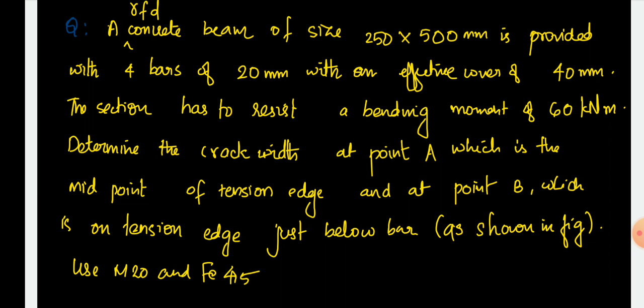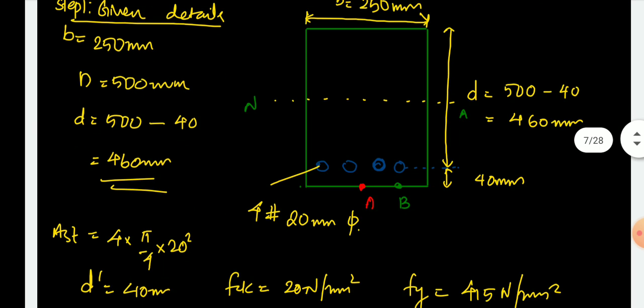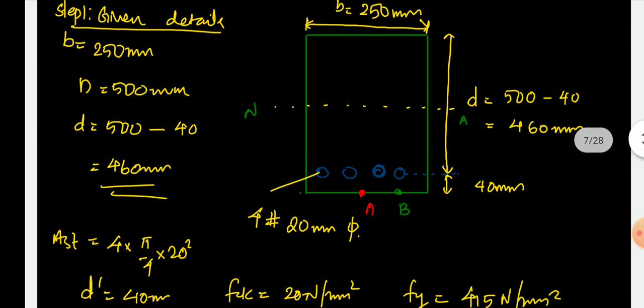Determine the crack width at point A, which is the midpoint on tension edge. Okay, tension edge in the midpoint is point A, and at point B, which is on the tension edge just below the bar. Okay, let's look at the figure. Here in the figure point A and point B is given. A is the midpoint of tension edge and B is just below a bar. Then the effective cover is given as 40 mm. In many cases the figure may not be given, so you have to identify where the point is considered, and then you have to draw the figure.